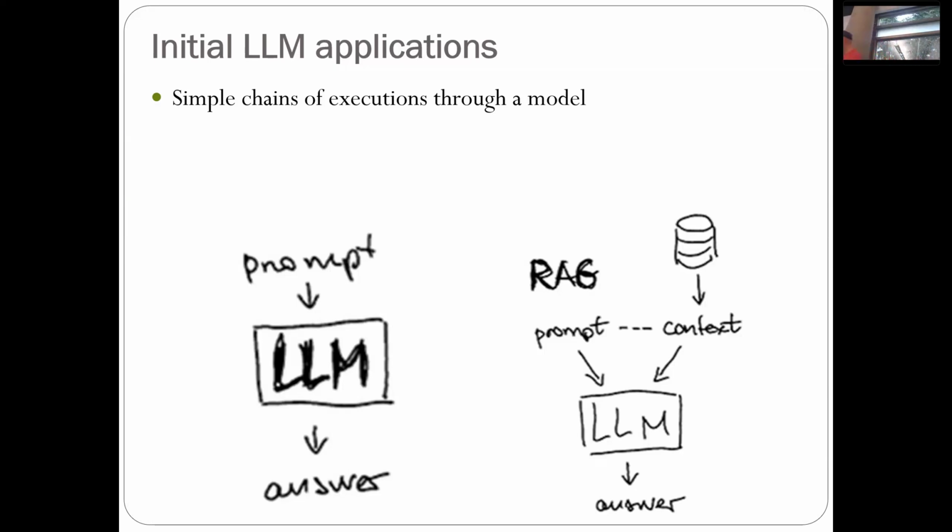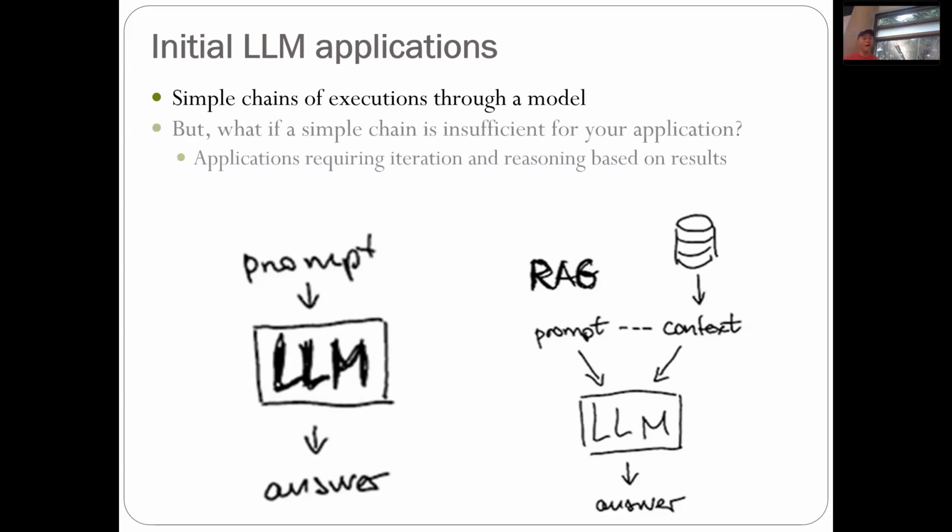Or this is another chain of execution. You get a prompt, and then maybe you ask the RAG database or the vector database for some context to add to the prompt, and then you send it to the LLM, and then you get the answer. For these first-generation applications, that was fine. That worked really well. But what happens if this isn't enough? If this is insufficient for your applications?